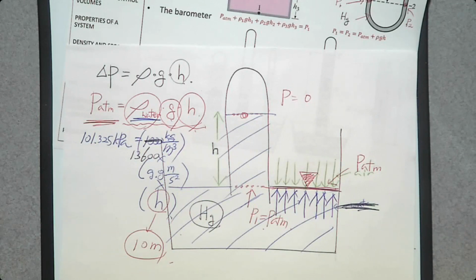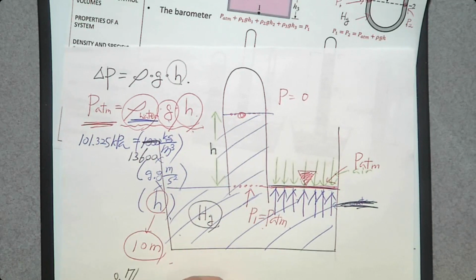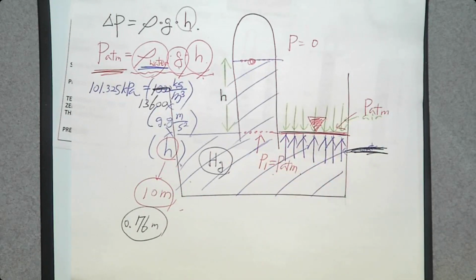101.325 divided by 13,600, now divided by 9.8. That is 0.76 meters, about 76 centimeters. Now it looks reasonable. Okay. 0.76 meters, about 76 centimeters. 1 inch is 2.54 centimeters, so you can get the idea. Approximately about this much.